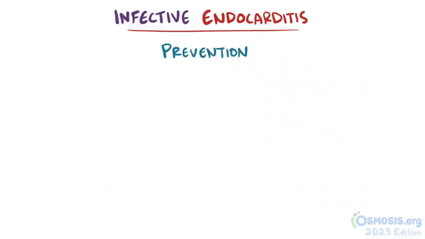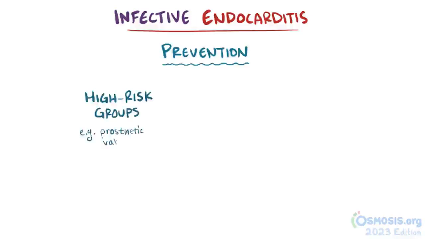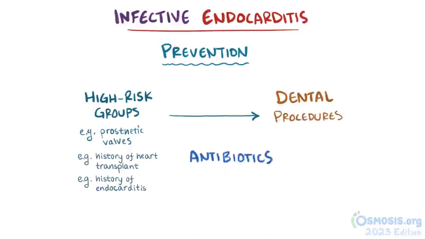It's also important to prevent endocarditis, especially among high-risk groups, like for example those with prosthetic heart valves, history of heart transplant, and a history of endocarditis. Before dental procedures, sometimes these people are recommended antibiotics, since remember that some of those microbes that cause endocarditis live in the mouth.